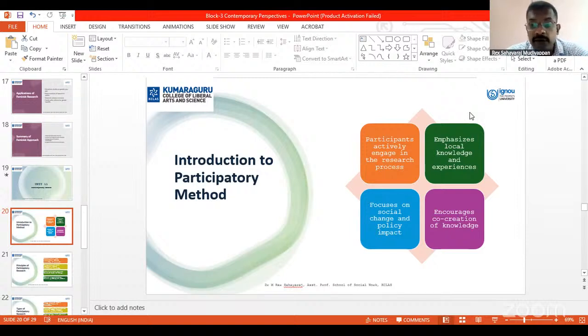Participants actively engage in the research process, emphasizes local knowledge and experiences, focuses on social change and policy impact, right? And encourages co-creation of knowledge, right? So these are the important parameters of your research process.